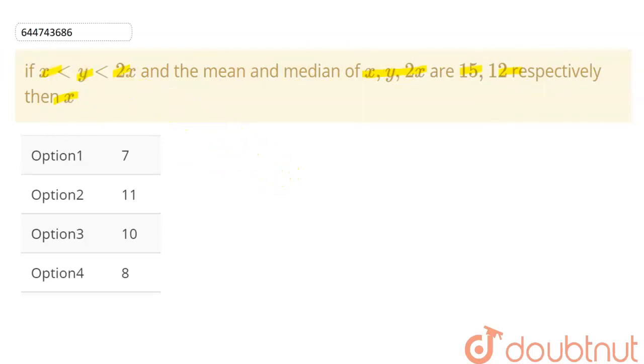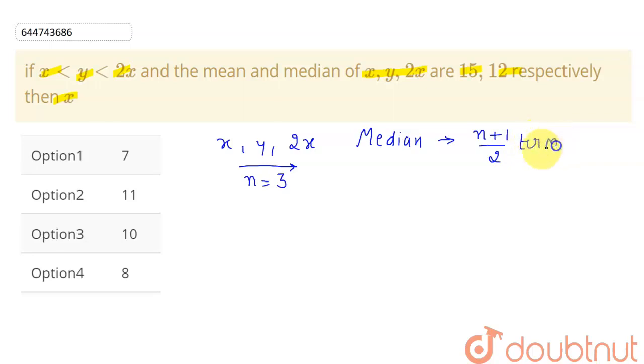So see, this x, y, and 2x, these are in increasing order. So see, what is median? There are three values, so my n will be 3. So median of these three terms, as n is odd, will be the (n plus 1) by 2 term. Here n is 3, so this will be 3 plus 1 divided by 2, which will be the second term. And the second term is y here.